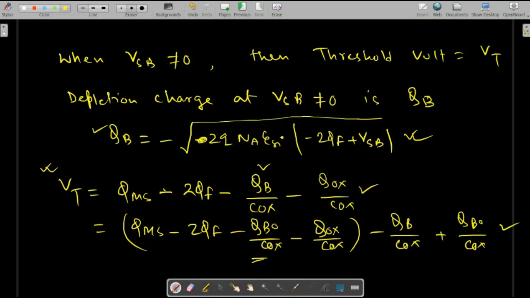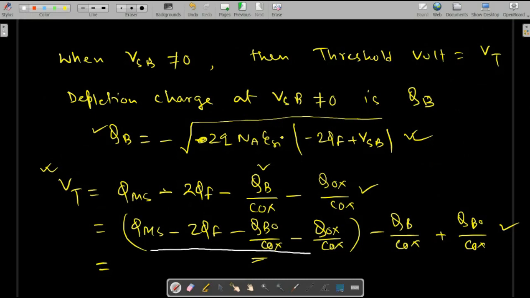So, minus, the same or different? Sir, they are same. Minus QB by COX equals QB0 by COX is cancelled. So basically they are same. Yes, because we are going to represent Vt in terms of Vt0. So check the first term.